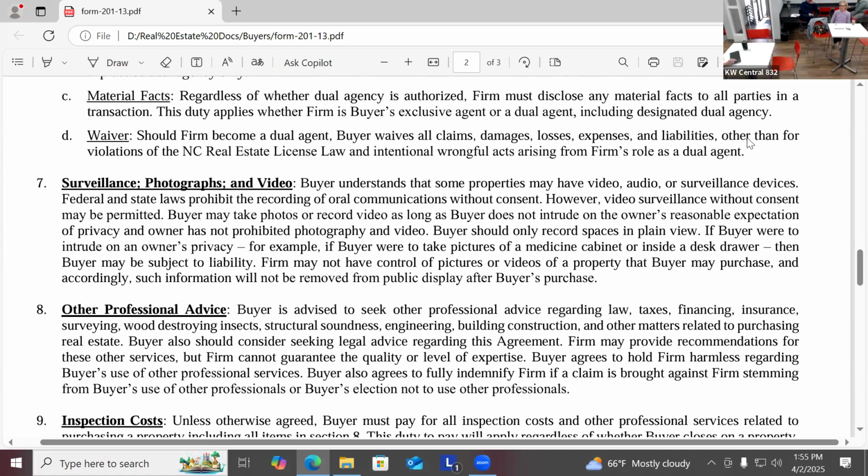Other professional advice, again, this is where we stay in our lane. We can guide you as far as what we do, as real estate professionals. I can't answer your questions on whether that is termite damage underneath the house. We have to send them to a professional. So that's what this covers.